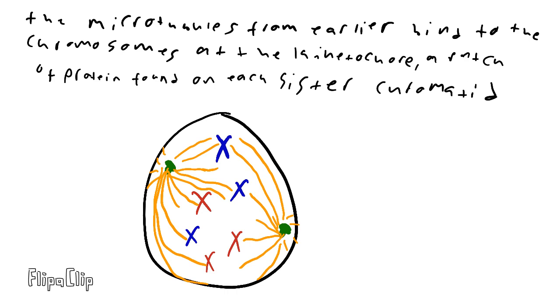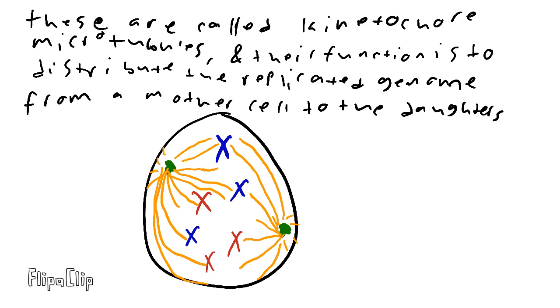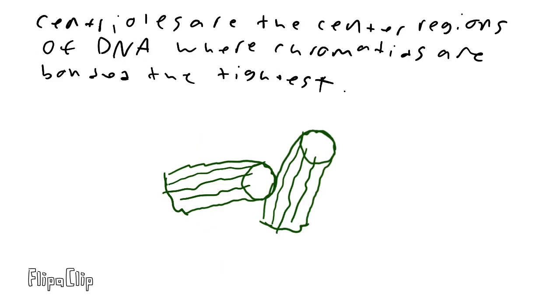Microtubules from earlier bind to the chromosomes at the kinetochores, a patch of protein found on the centromere on each sister chromatid. These are called kinetochore microtubules, and their function is to distribute the replicated genome from the mother cell to its daughters. Centrioles are at the center regions of the DNA. Chromatids are bonded the tightest.